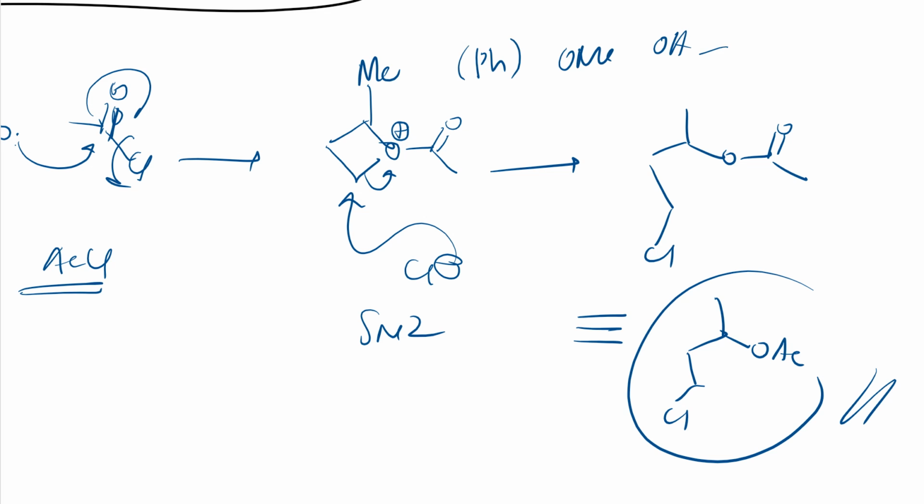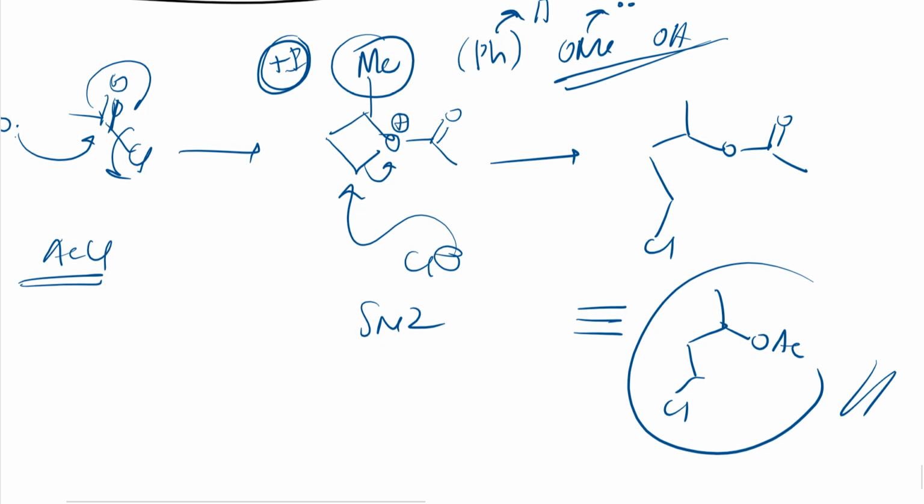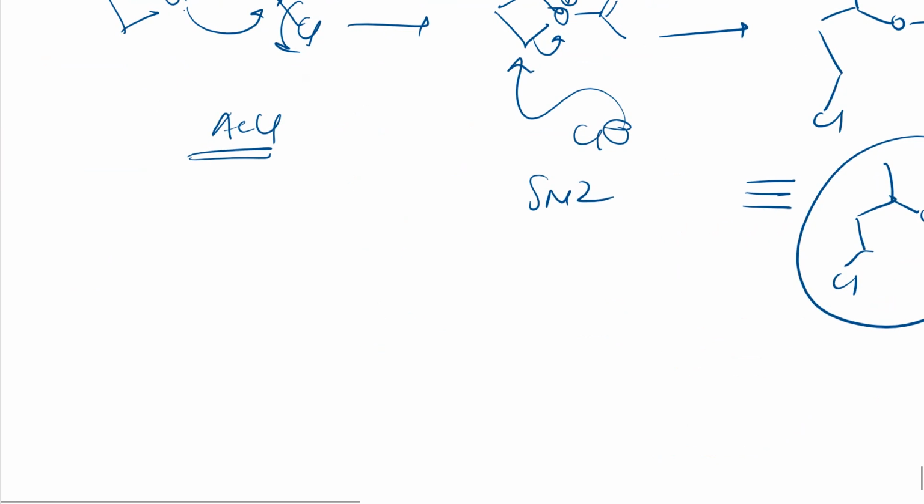These will stabilize the positive charge more. This will stabilize by the pi bond, this will stabilize by the lone pair, but the methyl only stabilizes by the +I effect. The +I effect is not as important as the resonance effect or lone pairs. These are the basic things, right?